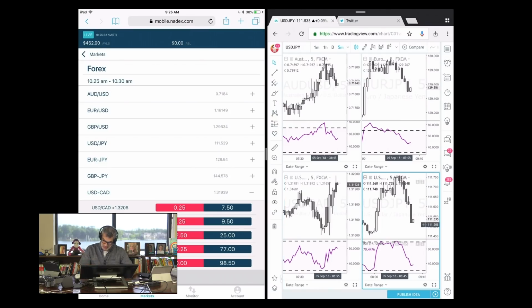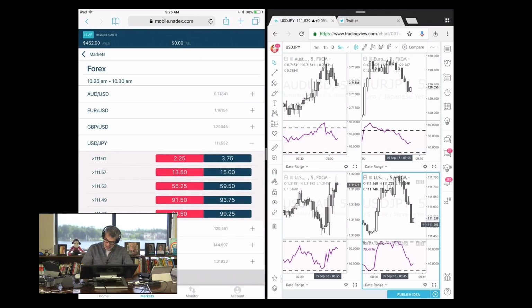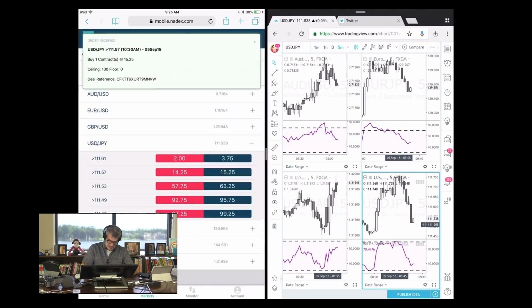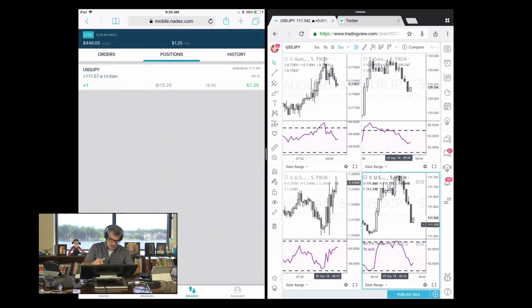What's this one? This is dollar yen. That ought to pop back up. 111.53. Oh, that's expensive. What's wrong with these people? 111.57? Let's buy that one. And then we'll talk about it. And then we'll jump on over.